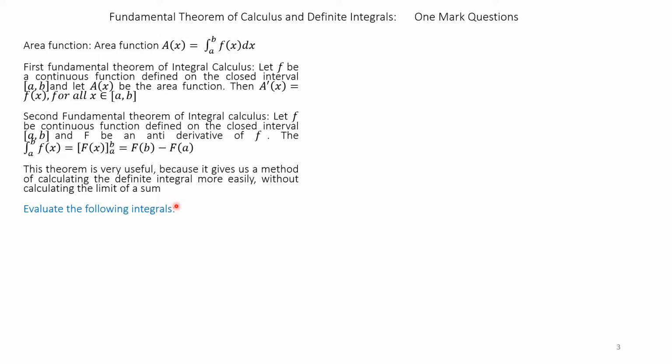Evaluate the following integrals. Question number 1. Integral from minus pi by 2 to plus pi by 2 of sine to the power 5 of x dx. Solution: the integral from minus pi by 2 to plus pi by 2 of sine to the power of 5x dx is 0, because sine to the power of 5x is an odd function.